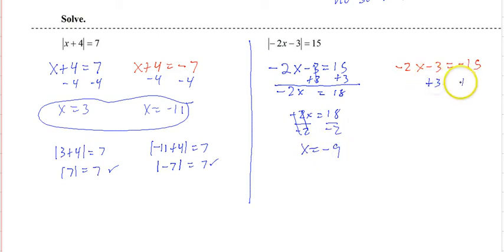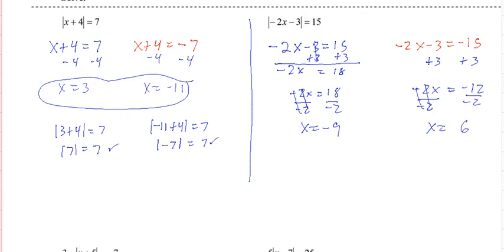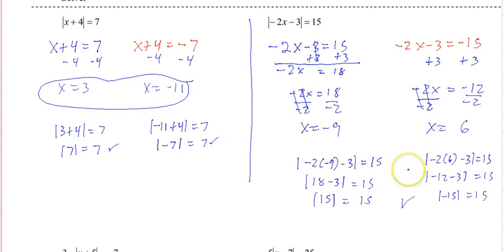And then we do the same exact thing over here. Divide by the -2, and we get 6. And then we still have to check it, and they check out. If you notice, the inside over here is giving us the positive, and the inside over here is giving us the negative. So that's the main idea. If we have this set up, then we know this inside has to equal either 15 or -15. That's the only way we're ever going to get a positive 15 after taking an absolute value.